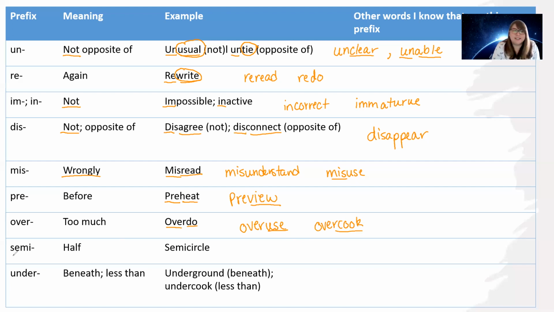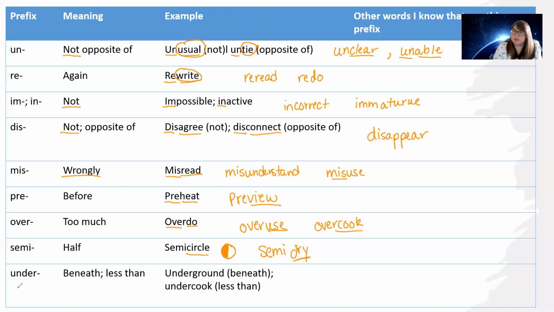Our next prefix is semi, S-E-M-I, which means half. So when I look at a word like semicircle, well, I know a circle is a whole thing, but if I have a semicircle, it tells me I have half of a circle. So this is a good one for math. I might also say that something is semi-dry. It is dried, but only halfway.